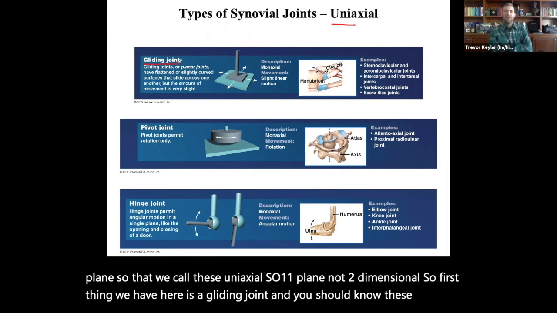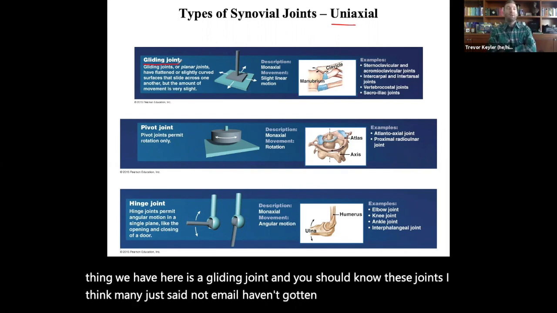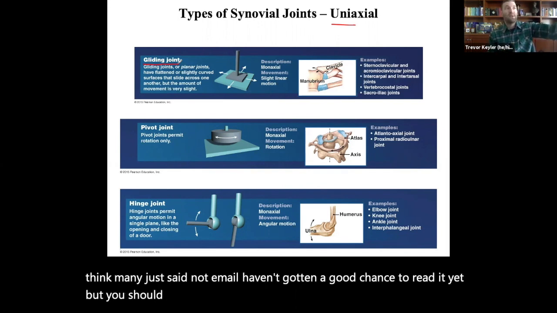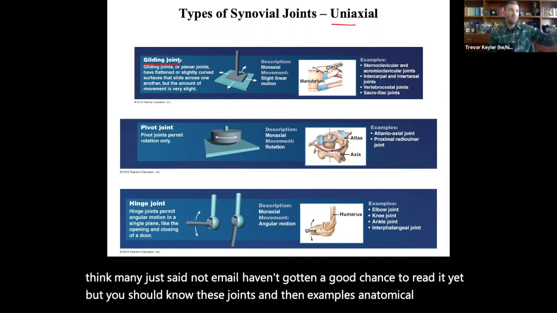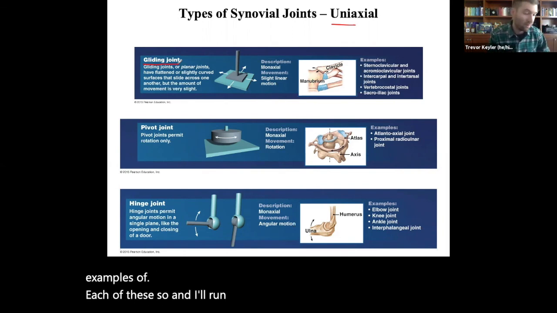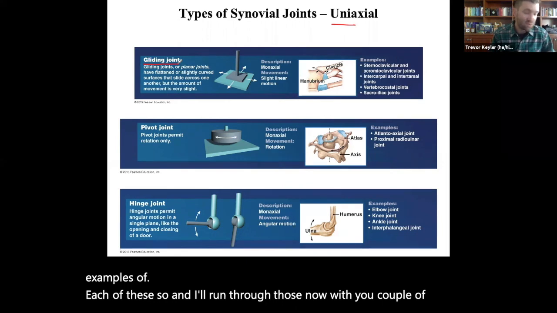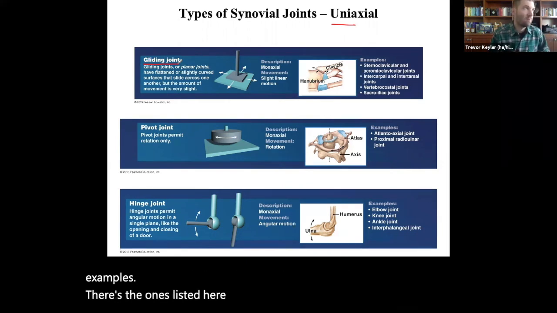I think Manny just said in that email. I haven't gotten a good chance to read it yet, but you should know these joints and then anatomical examples of each of these. So, and I'll run through those now with you. A couple of good examples. There's the ones listed here, and then I may give you others as well. So, gliding joint.